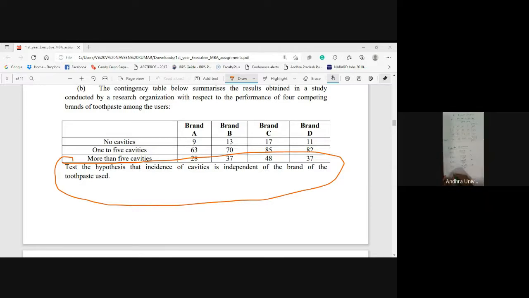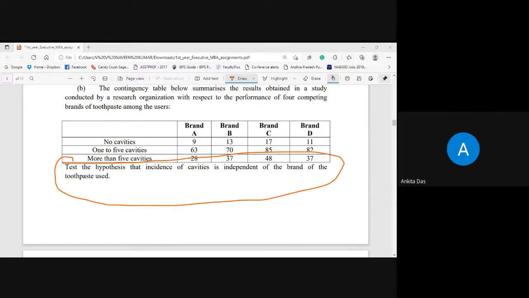Now coming to the second row, that means E of 63. Row total is 300, 300 into 100 by 500, column total is 100 divided by 500, that is 60. Similarly, E of 70: 300 into 120 by 500, the value is 72. Now E of 85: 300 into 150 by 500, which is equal to 90.